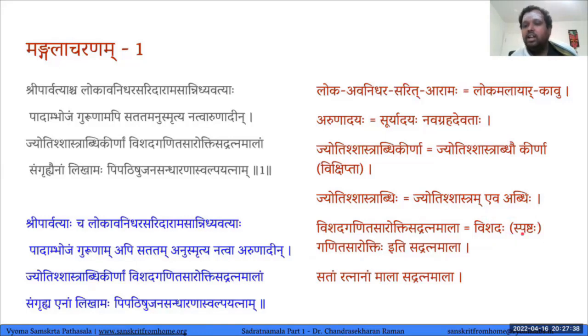Vishadaha means clear. Here, Jyotishastra Abdikirnam, see here, Jyotishastrabdo Kirna means scattered. It is scattered over the whole ocean of Jyotishastram. What are those scattered? They are these Ratnas, gems. Sat Ratnani, good gems, Sadratnamala, a garland of good gems. So he is just taking all those pearls and making a nice garland out of it. This is what he's trying to say. So in the Sadratnamala, he is taking all those things which are scattered in the ocean of Ganita Shastra, Jyotish Shastra, and then he is taking all those pearls of mathematics and making a nice garland out of it. This is what he's saying.